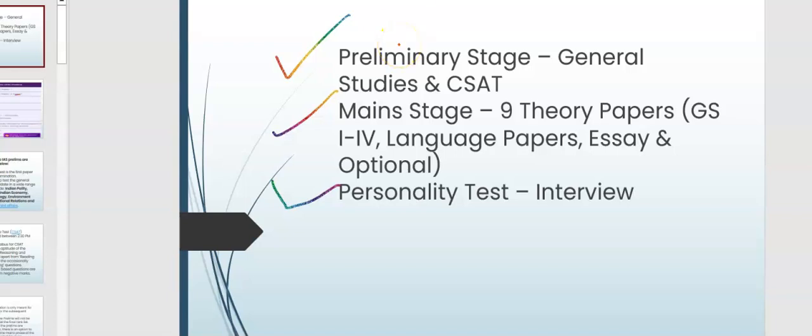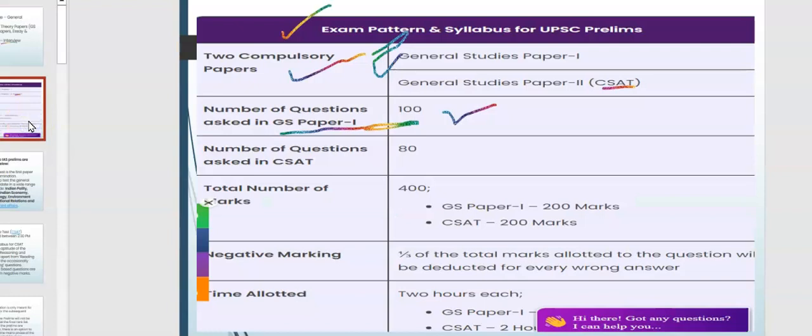So we are going to discuss the civil services test, the aptitude test, CSAT, right? We are going to discuss a preliminary stage that includes general studies and the Civil Services Aptitude Test, that is CSAT. Clear? Then we are going to talk about the main stage, which includes 9 theory papers, GS 1 to 4, language papers, essay and optional. Then we are going to move on to the personality test that includes the interview for testing your personality. Then we move on to the exam pattern and syllabus for UPSC prelims.